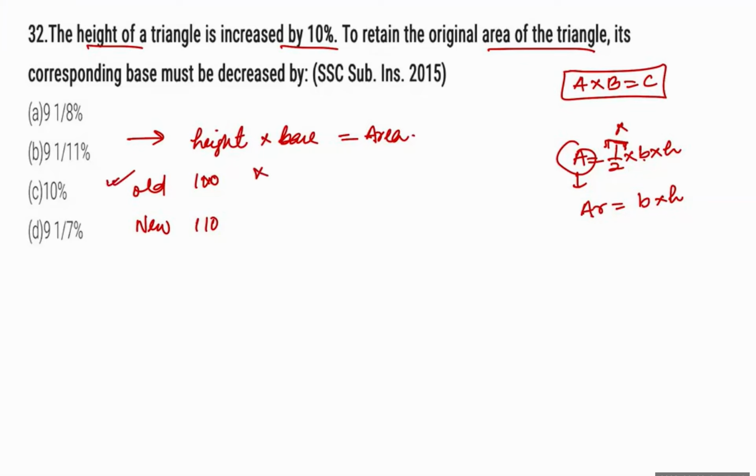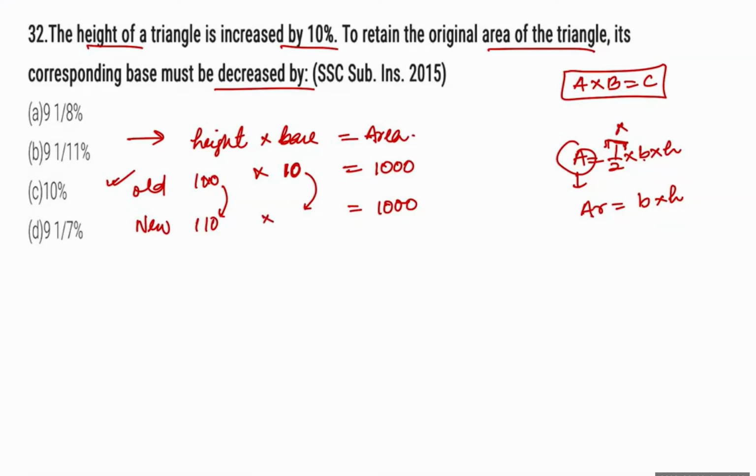Height into base, take the height as 10 and base as 10, so 100. Area then becomes 1000. Then the height increases and the base must decrease. To retain 1000, 1,000 into 2,000.